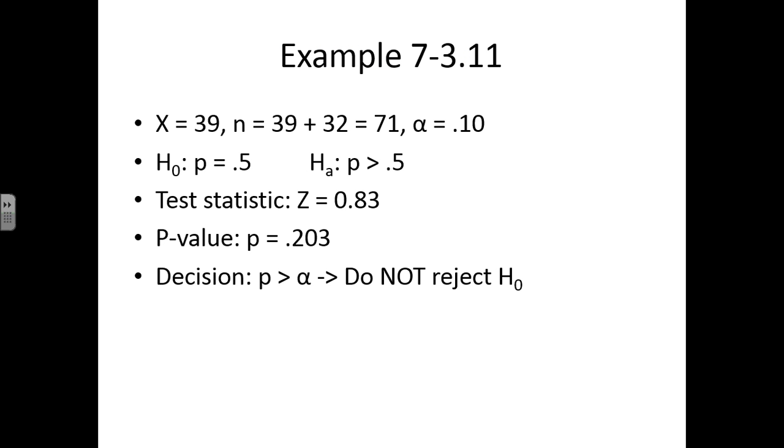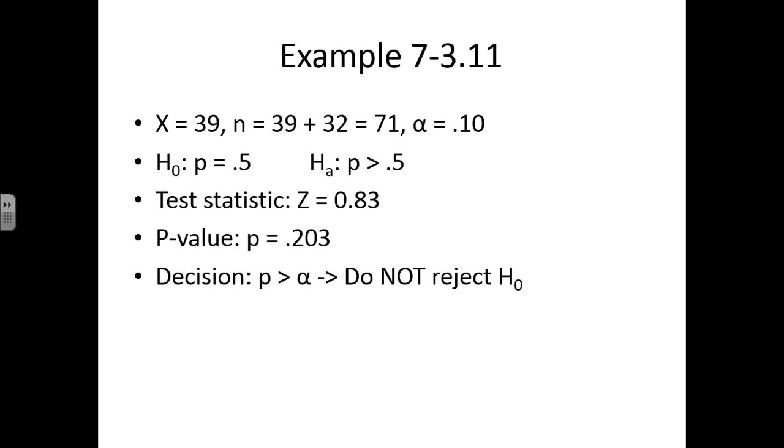So let's look at an example. Okay, we're going to write these numbers down, and then I want you to go to Minitab and see if you get these same values. So X was 39, and then N was the combination of the yeses and the no. So 39 plus 32 was 71. They said the significance level was 10%, and they wanted us to see if the majority.